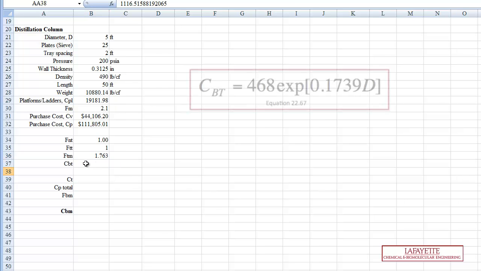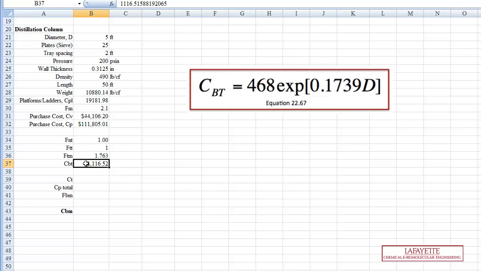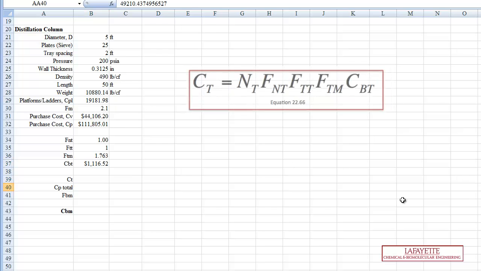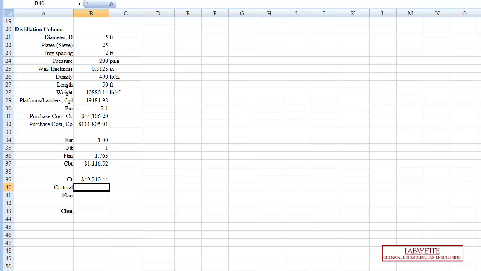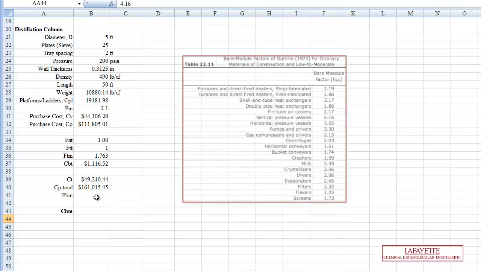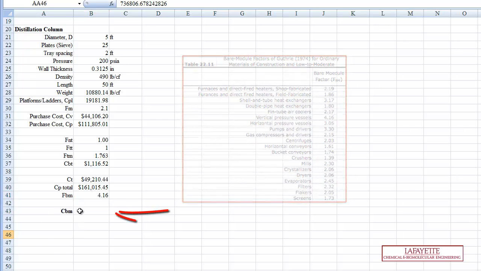The base cost, CBT, is only a function of the diameter of the column and can be calculated with the equation shown. The cost of installed trays with downcomers, CT, is then tabulated as a function of the following five variables. CP, total, represents the cost of both the installation of the trays and the shell, or CT plus CP. Finally, the total cost is multiplied by the bare module factor, FBM, which is shown in the following table. The resulting value is the total bare module cost for the distillation column.